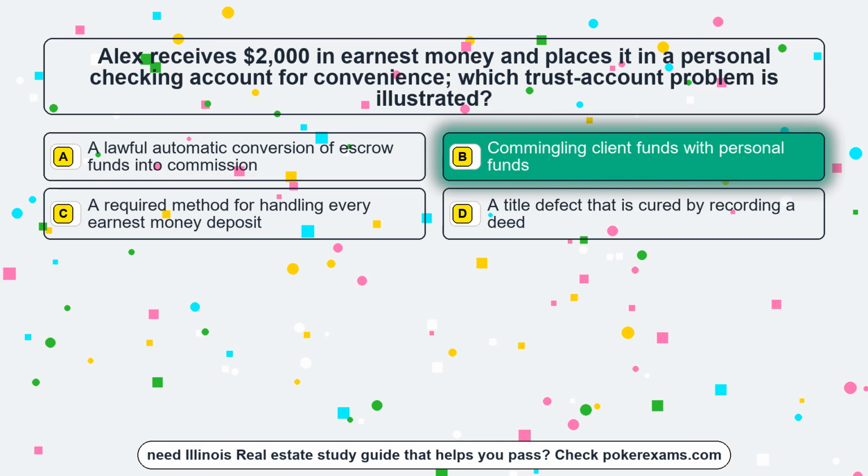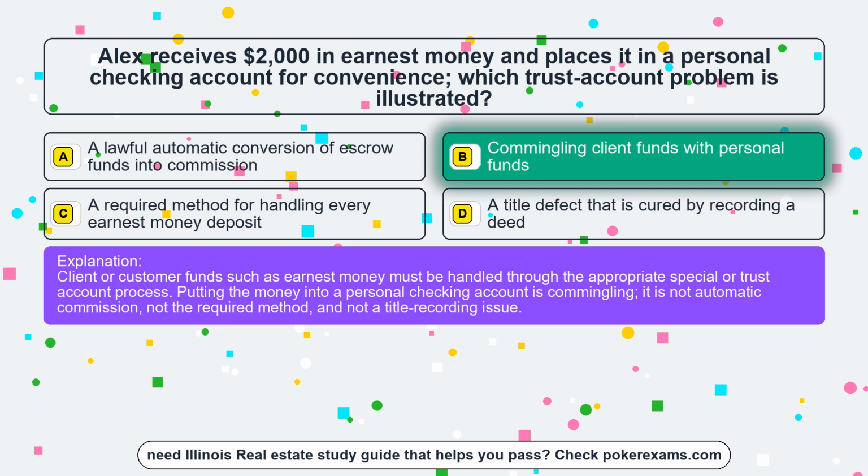The correct answer is option B. Commingling client funds with personal funds. Client or customer funds such as earnest money must be handled through the appropriate special or trust account process. Putting the money into a personal checking account is commingling. It is not automatic commission, not the required method, and not a title-recording issue.